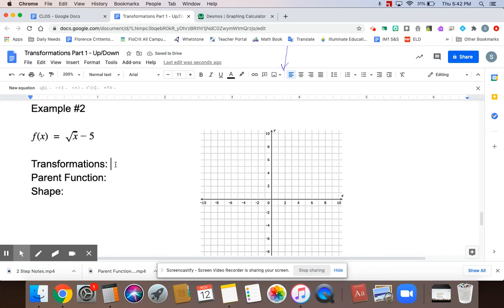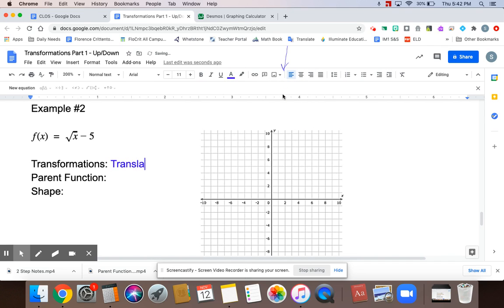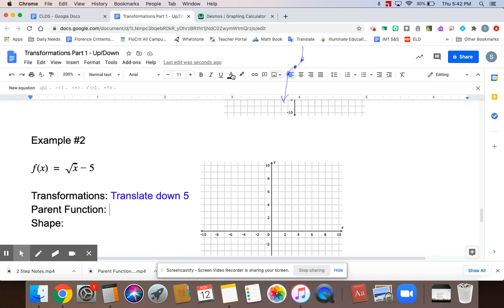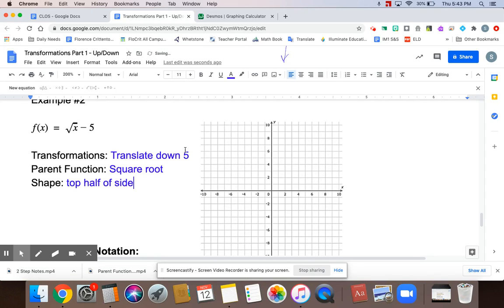This was my example. What's the transformation? It's telling me to translate down 5 because of the -5 at the end. What's this parent function? Remember, this little symbol means the square root. What's the shape for the square root graph? Remember, it's the top half of the sideways U, which kind of goes like that.